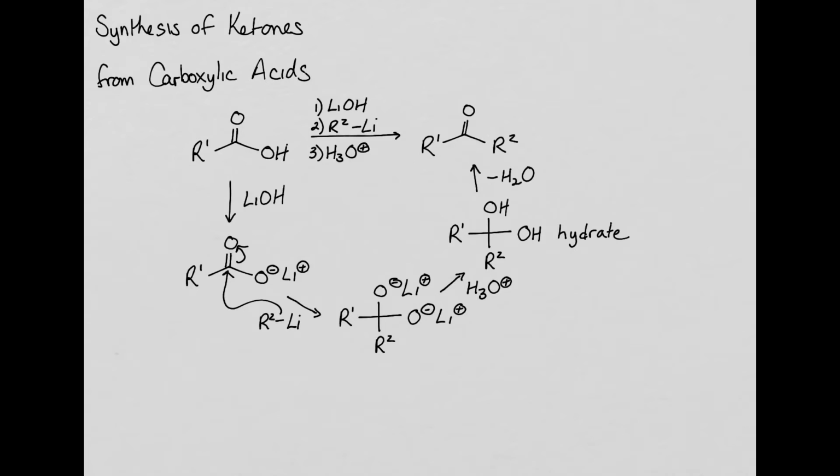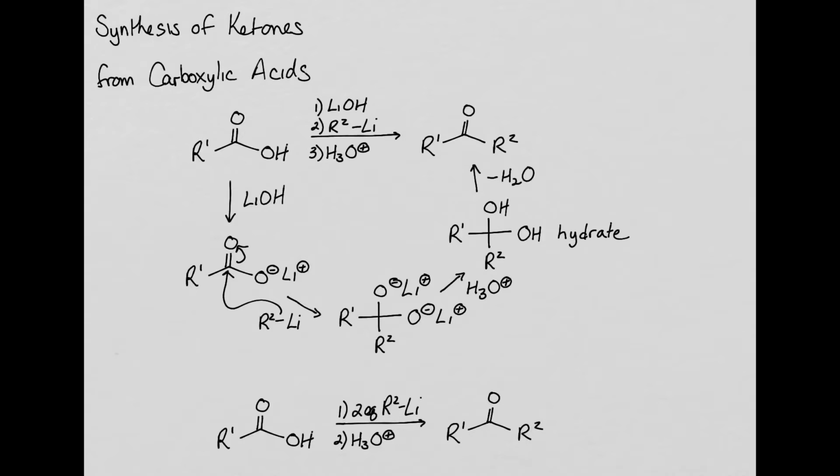Finally, sometimes, if the organolithium reagent is cheap, we can skip the first step and just add 2 equivalents of the organolithium reagent. The first equivalent of the organolithium reagent acts like a base to deprotonate the carboxylic acid, and the second equivalent acts as a nucleophile to add to the acid and produce the ketone.